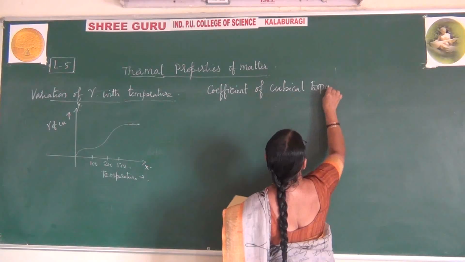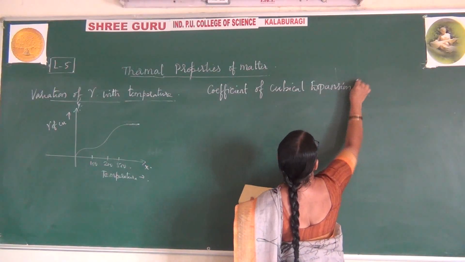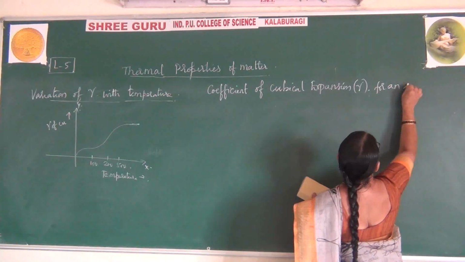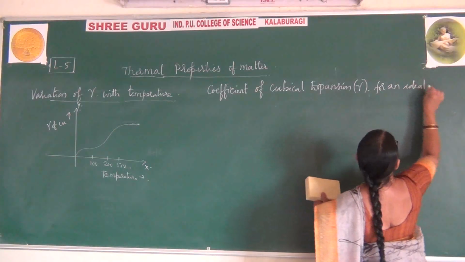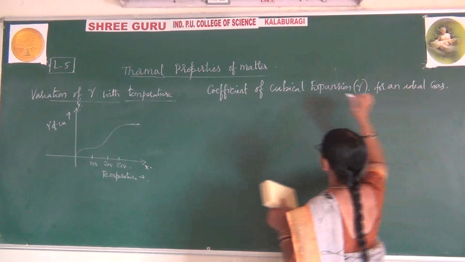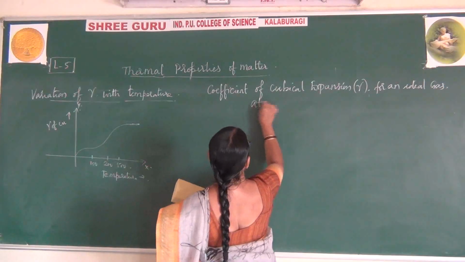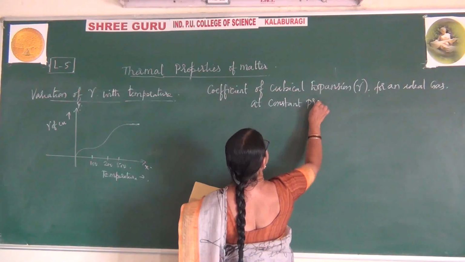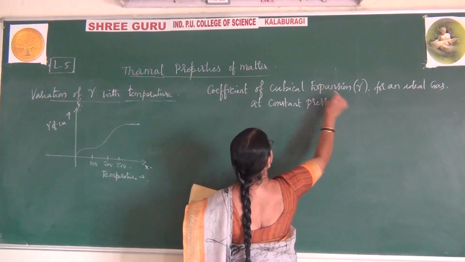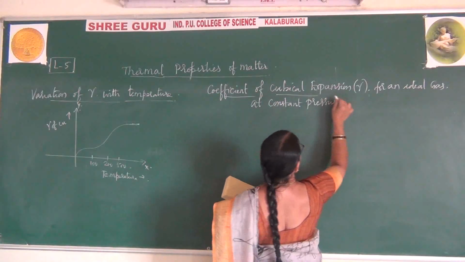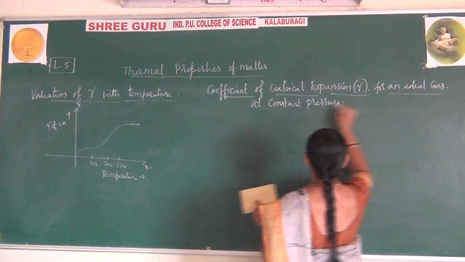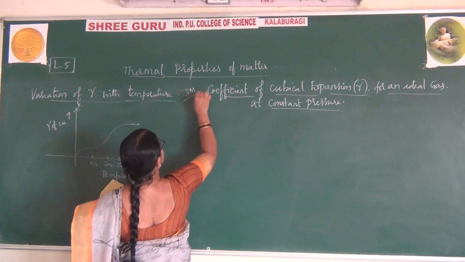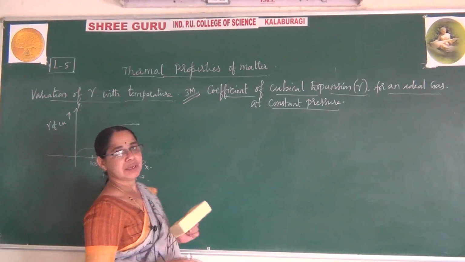The coefficient of cubical expansion, symbol gamma, for an ideal gas at constant pressure. This is the one question you can expect for 3 marks, which is very important. This is a 3-mark question.